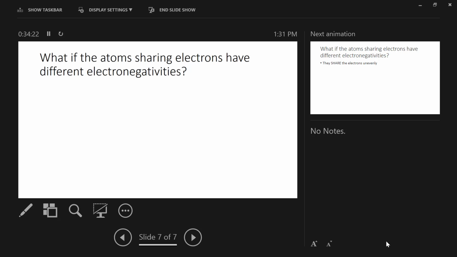Okay. We have one more question to deal with, and then we will be done. What if the atoms sharing electrons have different electronegativities? So they're still sharing, but some of them are better able to attract electrons than others. The answer to this is somewhat simple, and so I will give it to you in the very first point on this slide. Let me know when you're ready for it.